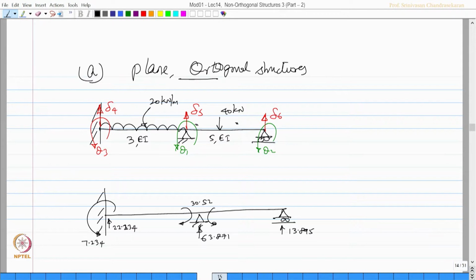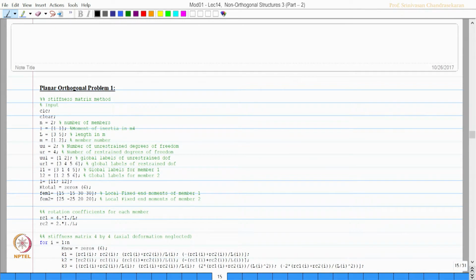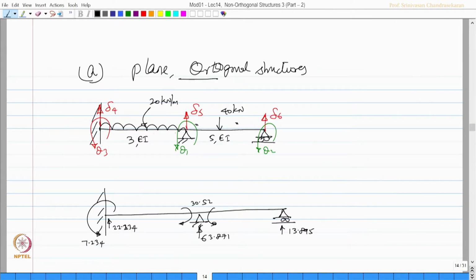We can solve this problem using the computer code which is being shown here. You can see here this problem solves a plane orthogonal structure using stiffness matrix method. We need to identify the number of members. Here we are given 2, because there are 2 members, that is AB and BC. Let us mark them here, AB and BC, there are 2 members. So, I have given 2 here as an input.